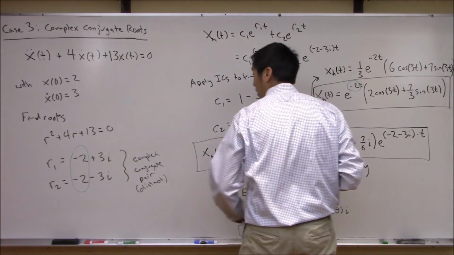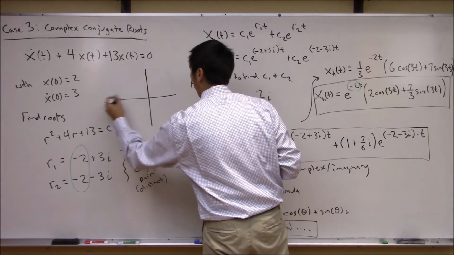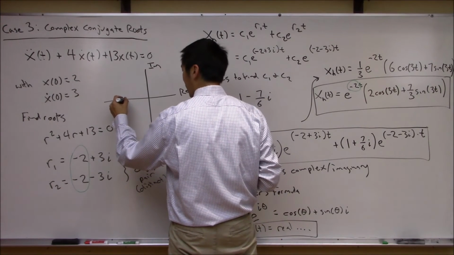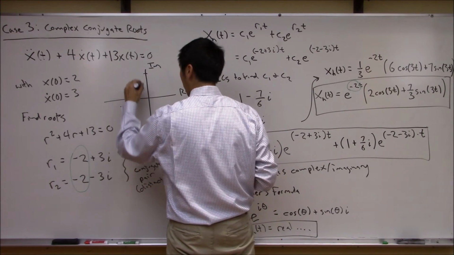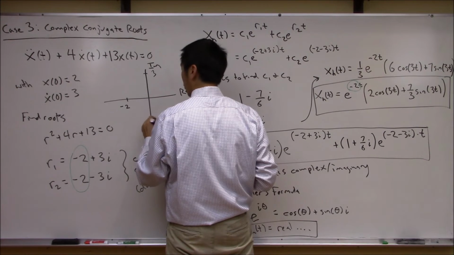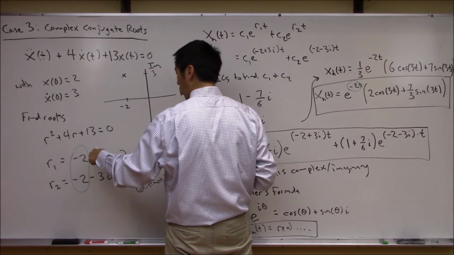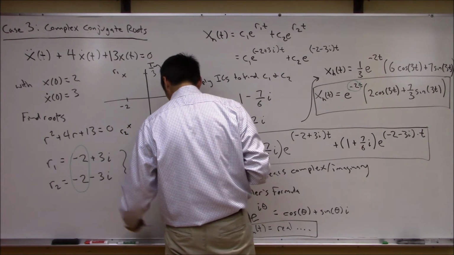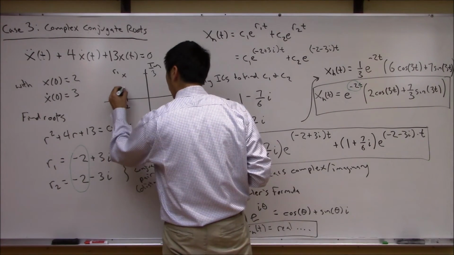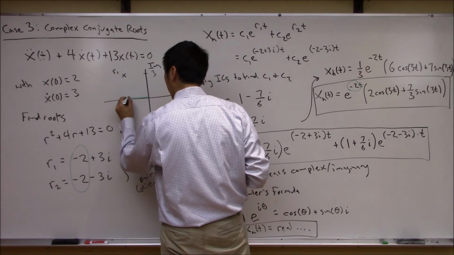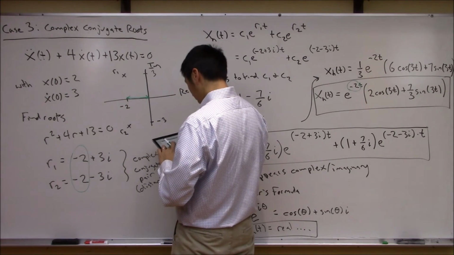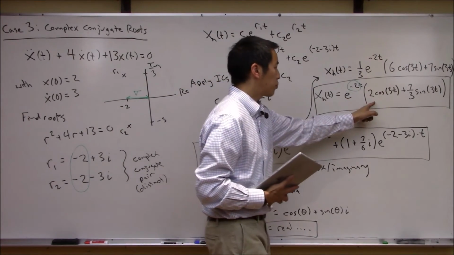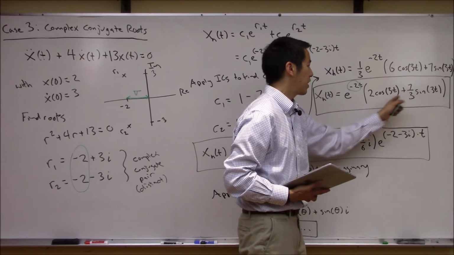If we were to plot on the real imaginary axis, where are these roots? So R1 is here at negative 2, 3, and R2 at negative 2, negative 3. So there's this green part, this distance here. Let's call this sigma. That shows up right here in this exponent which precedes the oscillatory component of the signal.